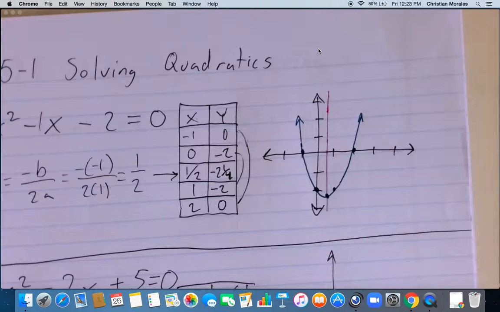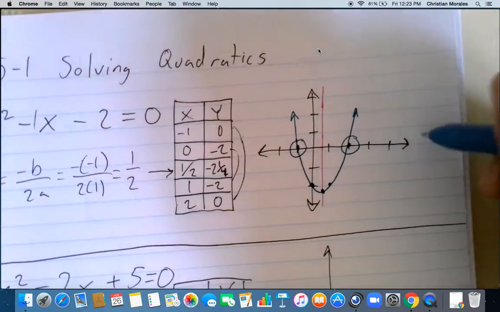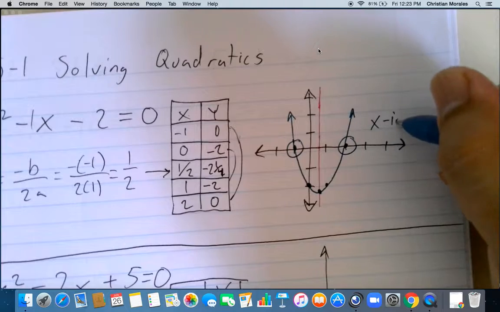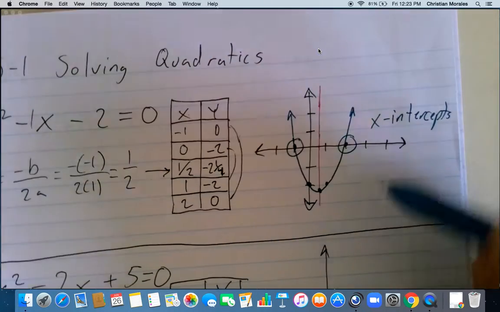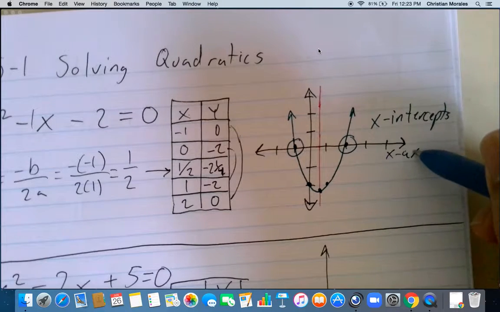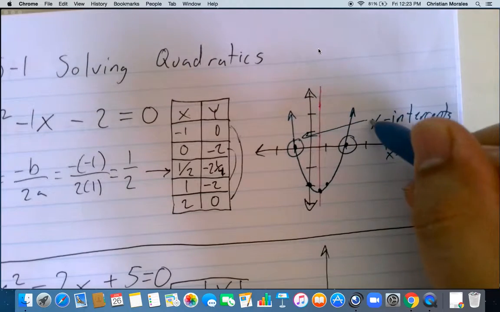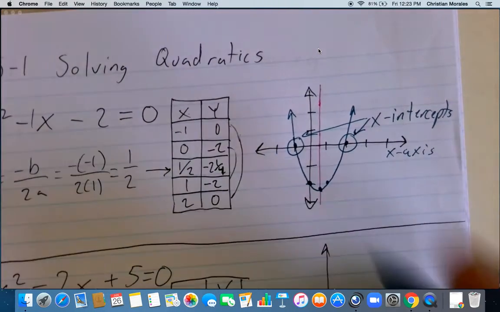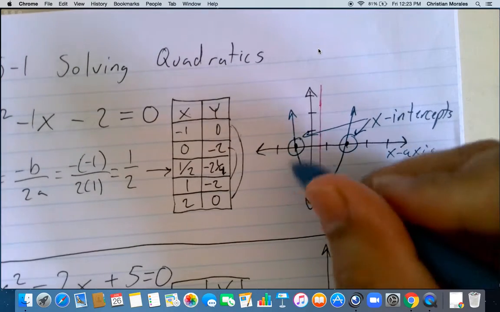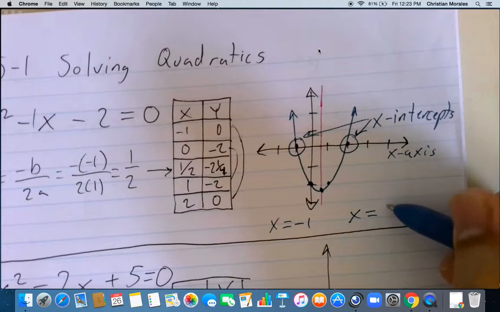Now, that's how you graph it. That's how you were graphing it before. The answers are right here. We are looking for the x-intercepts. We are looking for where the graph is crossing the x-axis. Okay? So we have two answers. You have two distinct answers for x. So when x is equal to negative 1 and when x is equal to 2.